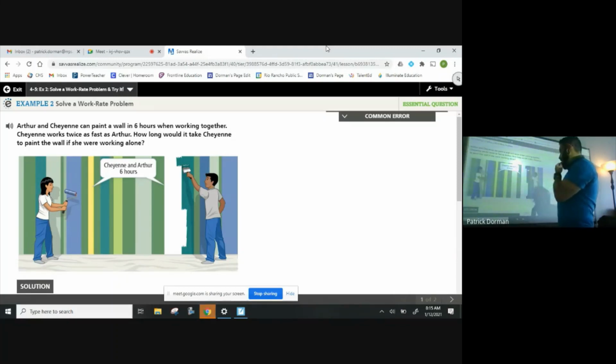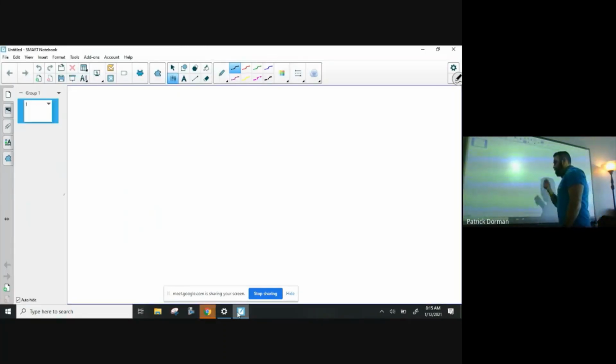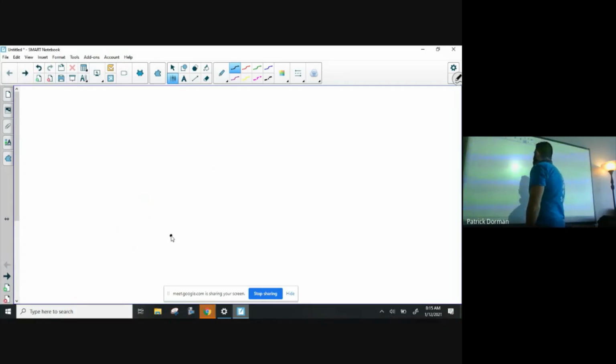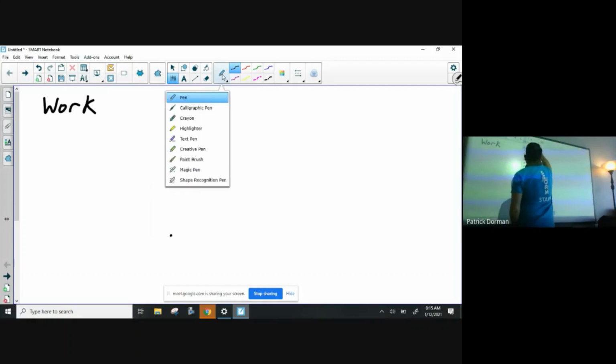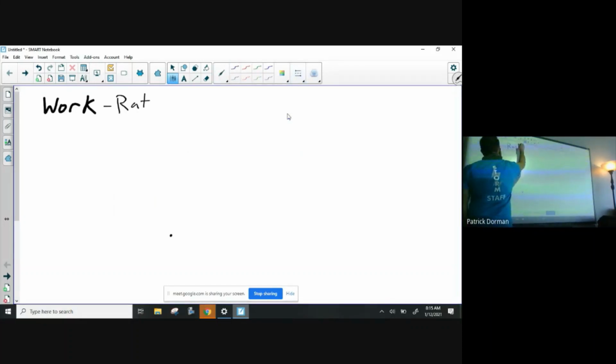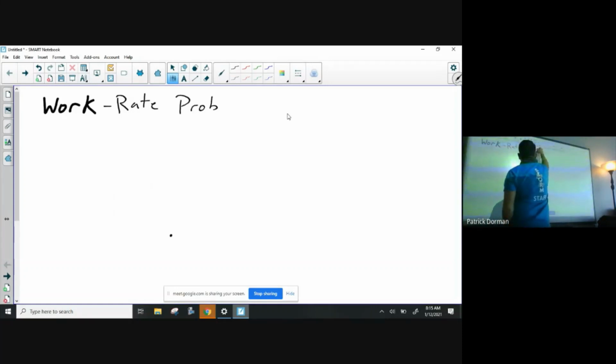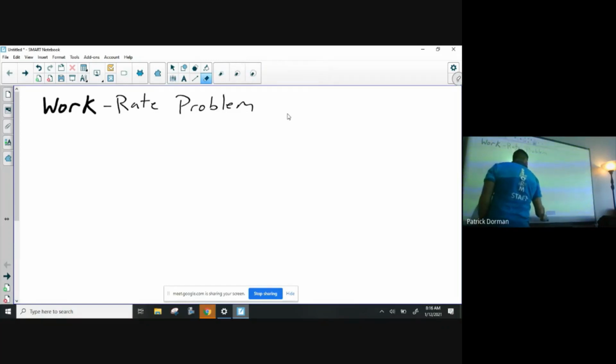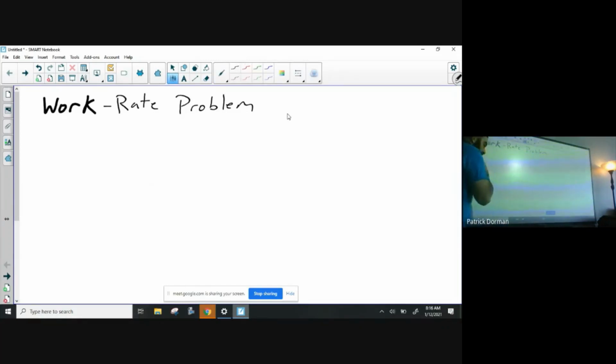All right, Cheyenne and Arthur. So first of all, let's talk about how we're going to set these things up. For a work rate problem, it's just a word problem that winds up with a rational equation that we have to solve. This is the way we're going to do this.